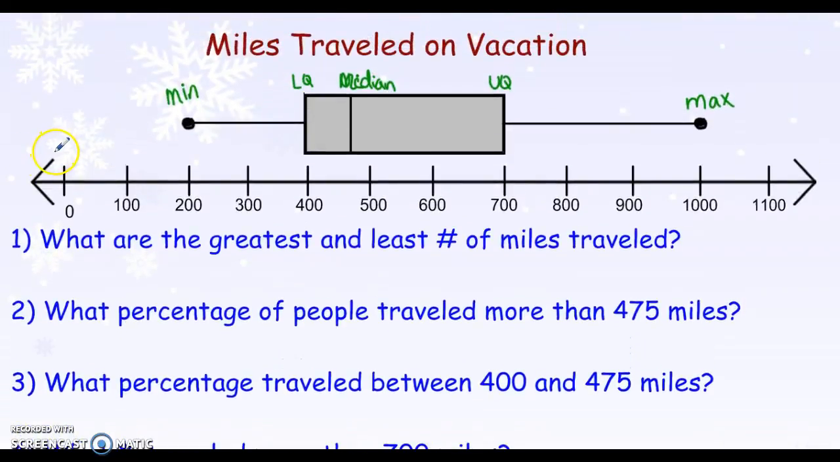So number 1, what are the greatest and least number of miles traveled? Well, our greatest implies this is our maximum, and our maximum, if we go over here, is about 1,000 miles. The least is our minimum, and our minimum we can represent is the number on the left, that point, which is 200 miles.